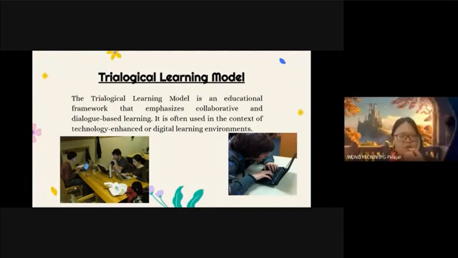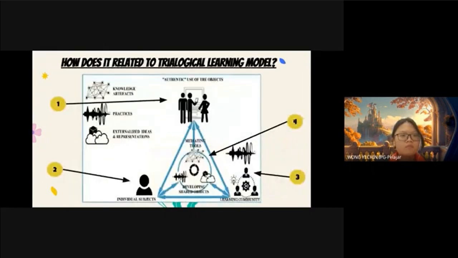And next, I will present the theoretical learning model that we will use in our project. The theoretical learning model is an educational framework that emphasizes collaborative and dialogue-based learning. It is often used in the context of technology-enhanced or digital learning environments. This is a framework that shows how our project relates to the theoretical learning model.